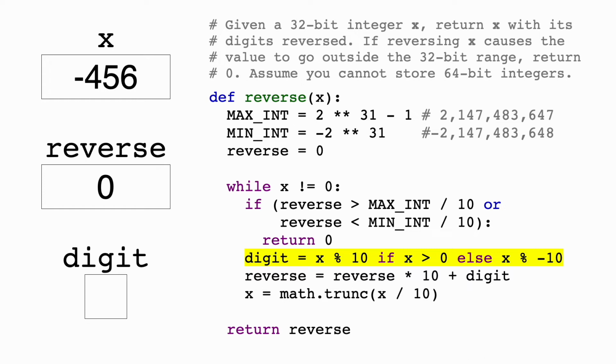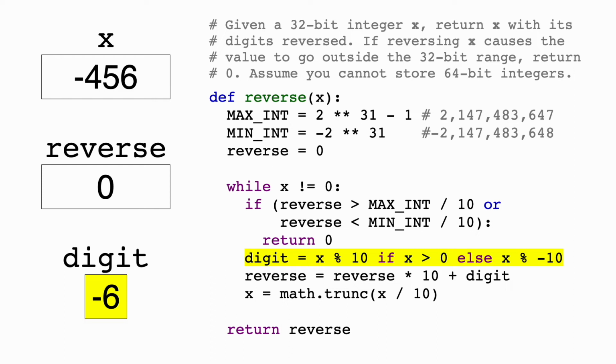Now, the reason why you need to use negative 10 instead of 10 is that in Python, a modulo operation will always return a number that is the same sign as the divisor, which in this case is the 10 or negative 10. So if we want the digit to be negative 6, then we would have to do x mod negative 10. And in fact, if you try to do negative 456 mod 10, you would actually end up getting 4 as your result.